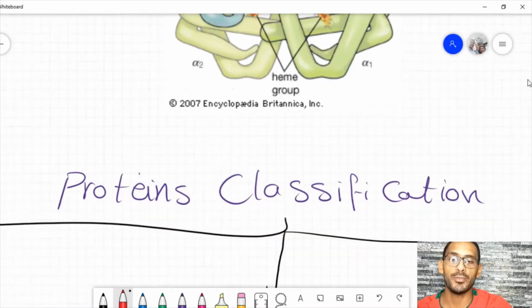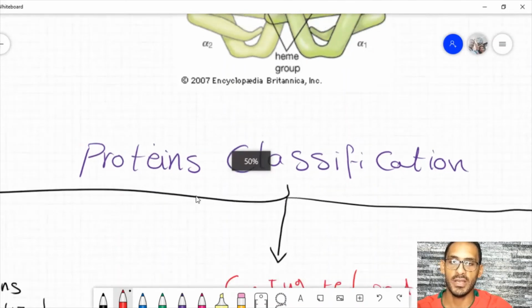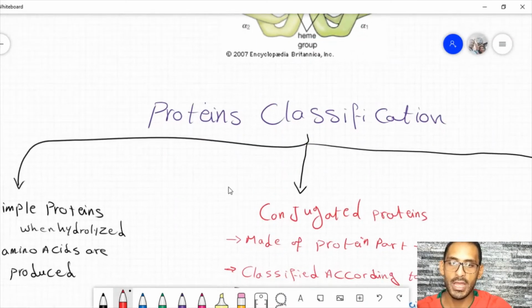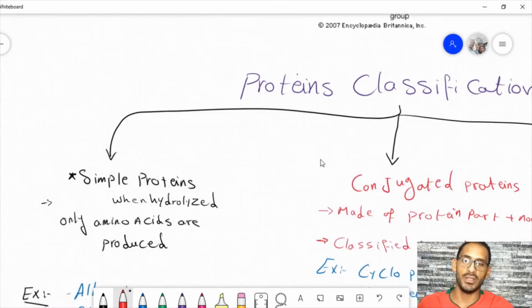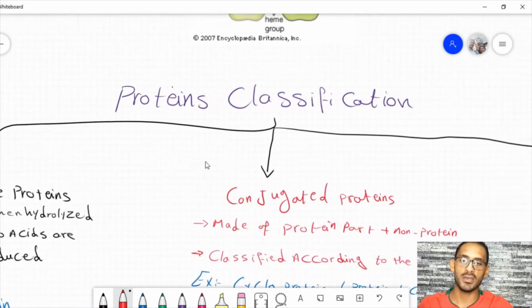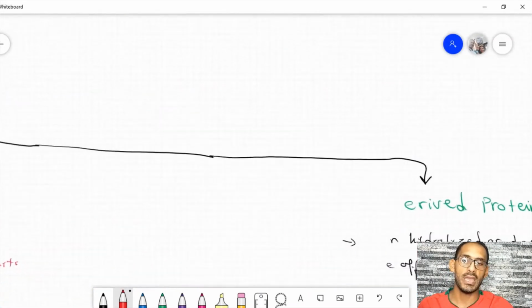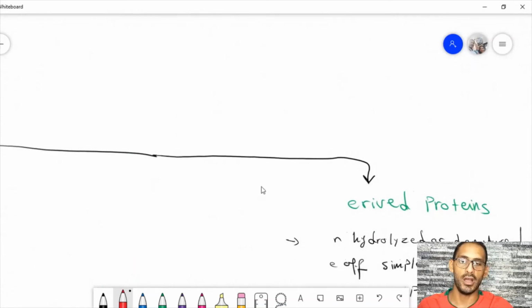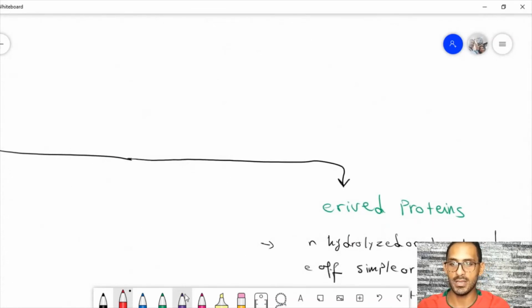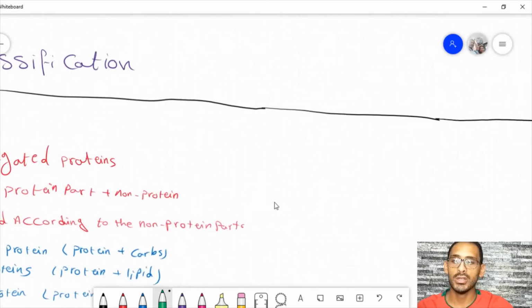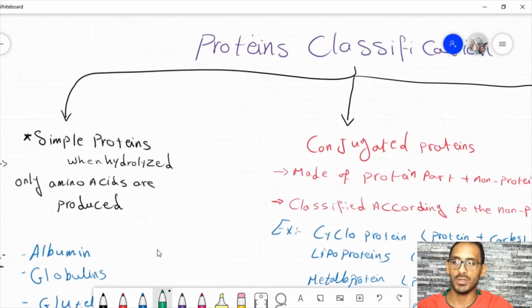Now, the proteins can be classified, so let's zoom out over here. They can be classified into simple protein, conjugated protein, and derived protein. Where did D go? I don't know where the D did go. So this is the derived protein. So let us go back to the simple protein.